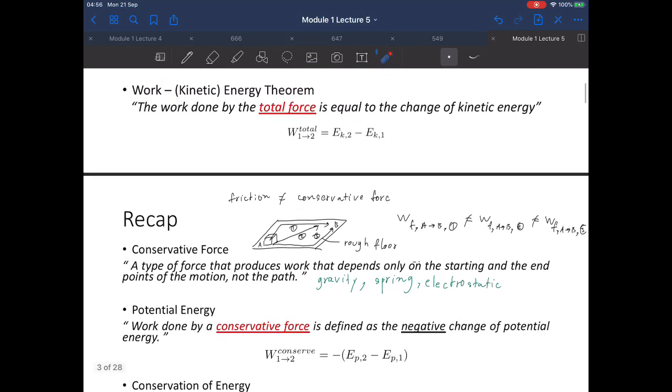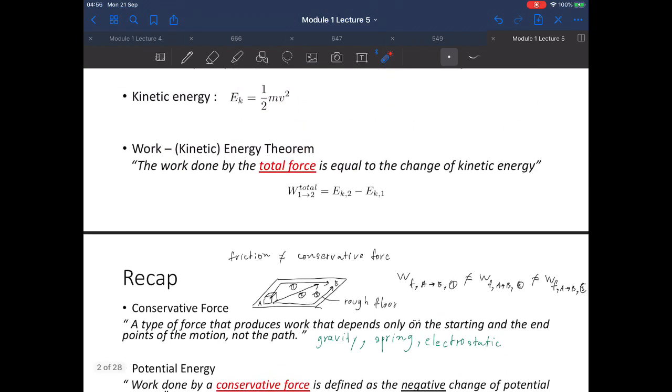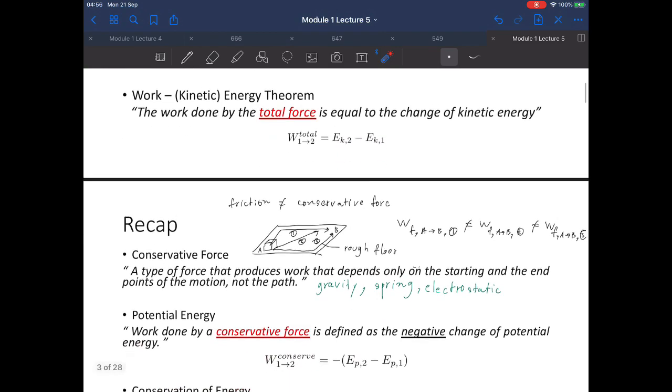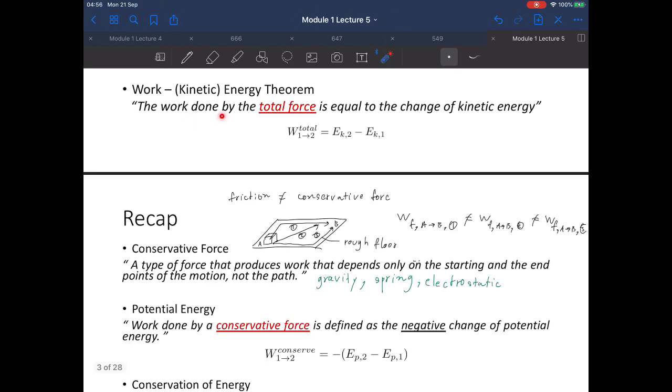So if you compare this to the previous relationship that we know, the work kinetic energy theorem says that the work done by the total force is equal to the change of the kinetic energy. Okay, so if you compare between them, this one says that the work done by the total force is related to the change in the kinetic energy. But this one says that the work done by a conservative force is related to the change in the potential energy. Okay, so they are similar, but they are different.